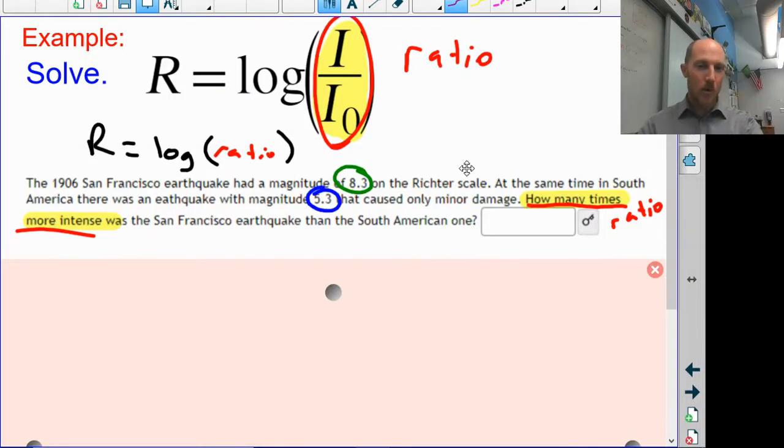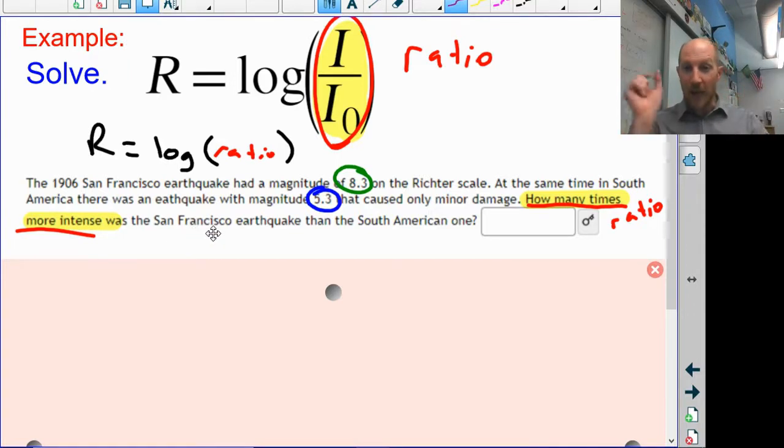All right, one more earthquake problem. We got another Richter scale problem. It's the same equation from that previous problem. The equation is not actually given in this problem, but it's the same equation. The 1906 San Francisco earthquake had a magnitude of 8.3 on the Richter scale. At the same time in South America was an earthquake with a magnitude of 5.3, which only caused minor damage because small earthquake. How many times more intense was the San Francisco earthquake?